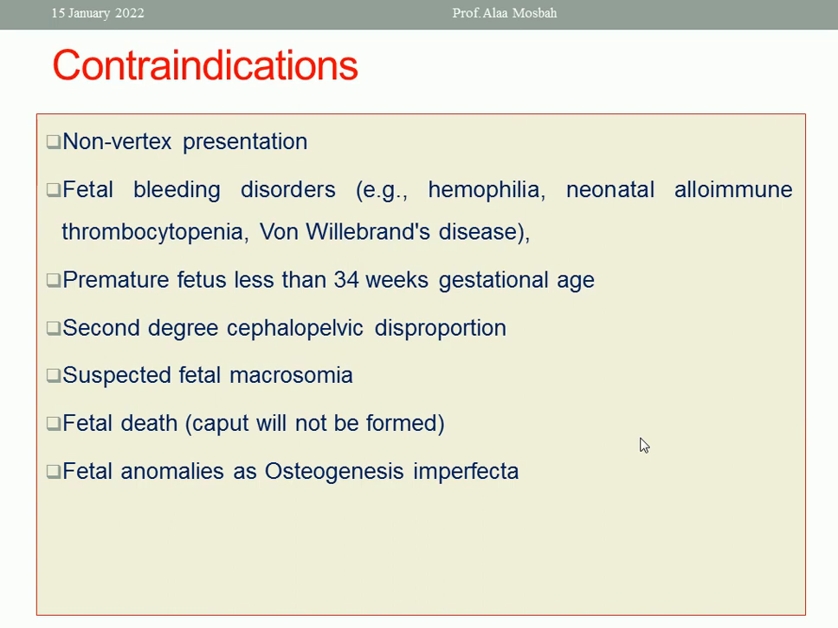Fetal death. Why is fetal death a contraindication? Because while we are applying the cup, we need the formation of an artificial caput, and this will not be formed if the baby is dead. So the cup will not be attached very well and will not be fixed to the scalp, because I miss this chignon or artificial caput. Another contraindication is fetal anomalies like osteogenesis imperfecta.